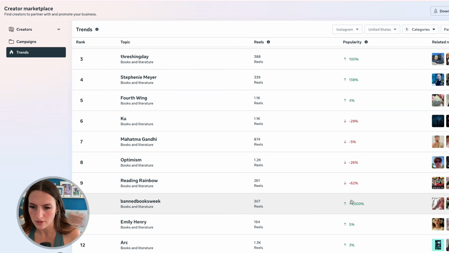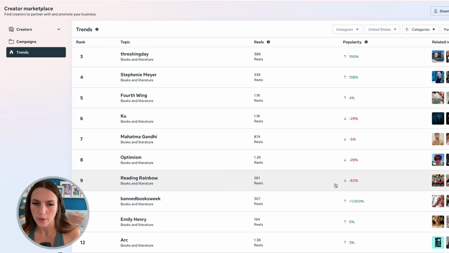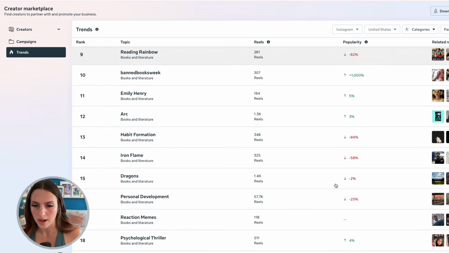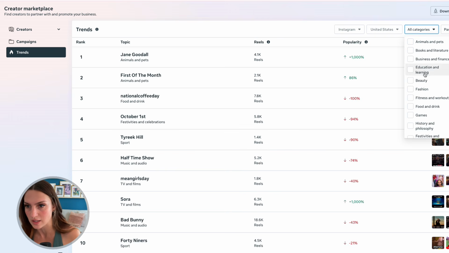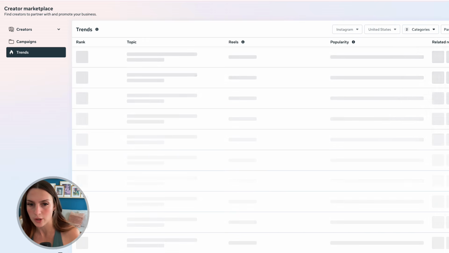Banned books week. Obviously, that's going up because that's happening right now. Reading Rainbow is going down because the Reading Rainbow guy, that announcement was a couple weeks ago. And so you pay attention to what's going on in your industry and you make content about it. And this is sampling from some of the biggest creators. So if you want to know what the biggest creators are talking about, this is what they're talking about. So I thought this was very cool. I've been using this a lot to just get a sense of what people are talking about.